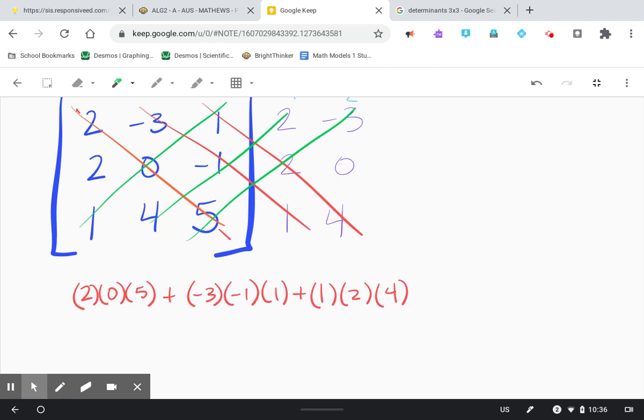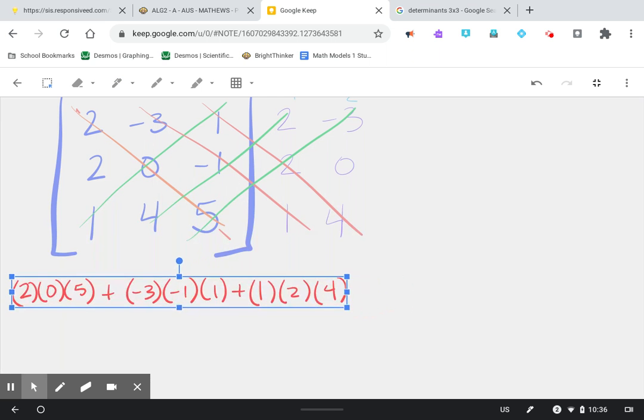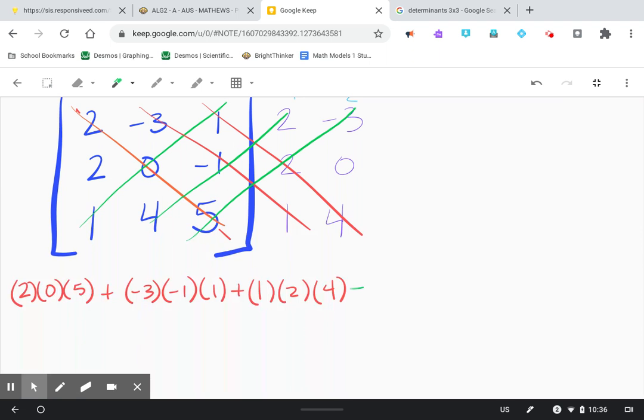And then I'm going to subtract the values as follows. Let me move this over here. We're going to subtract the upward diagonals, minus, and then we're going to do 1, 0, 1, minus 4, -1, 2, minus 5, 2, negative 3. Almost ran out of room here.